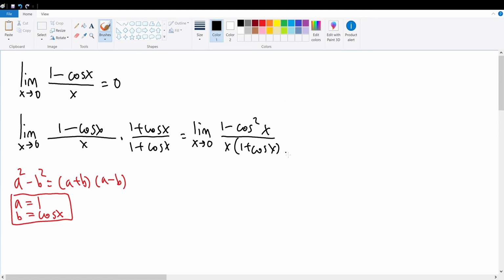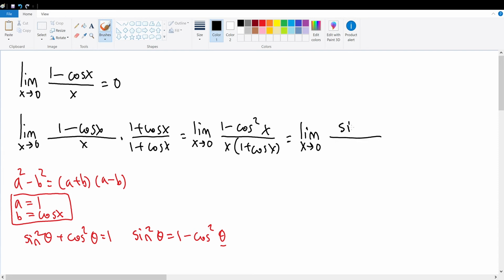This can then be equal to, if we apply our Pythagorean theorem for trigonometry, sine squared of theta plus the cosine squared of theta is equal to 1. Therefore, we can rewrite this to sine squared theta is equal to 1 minus the cosine squared of theta, which holds for any radian input. And we have a variable input of x, so we can rewrite the numerator to be equal to the limit as x goes to 0 of sine squared x over x times (1 plus cosine of x).